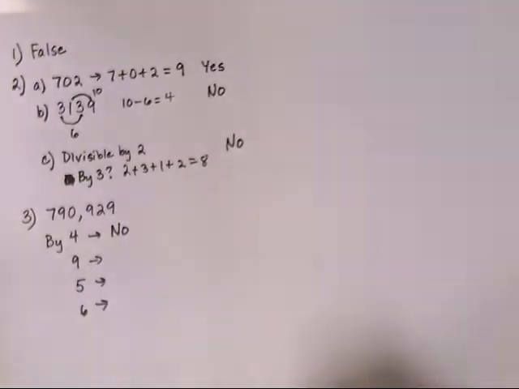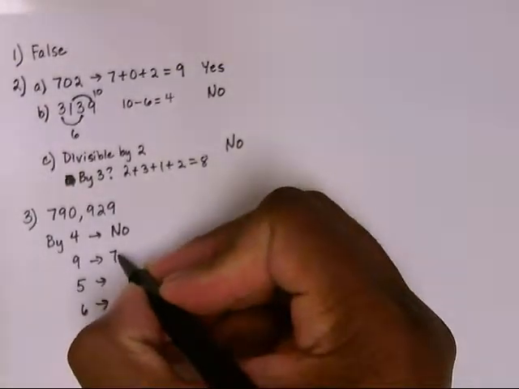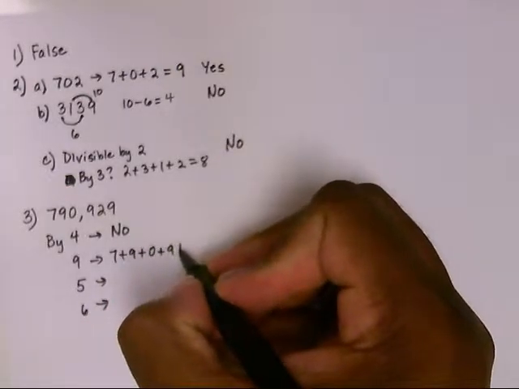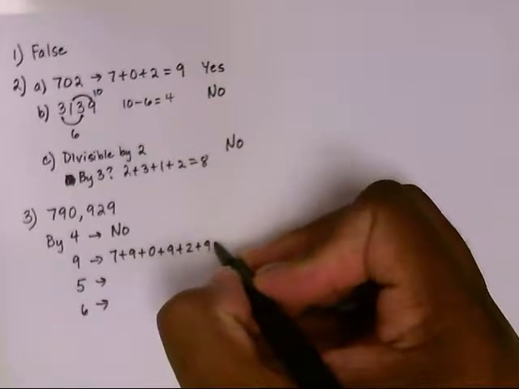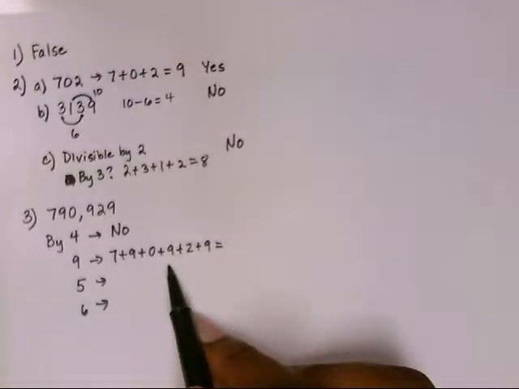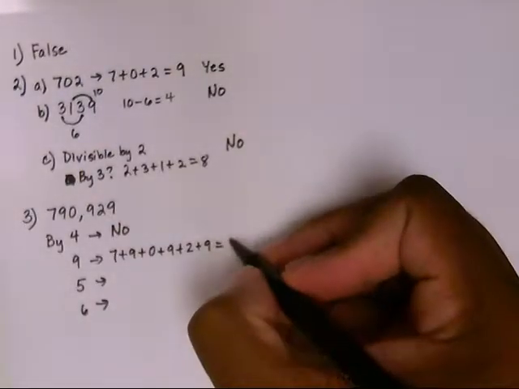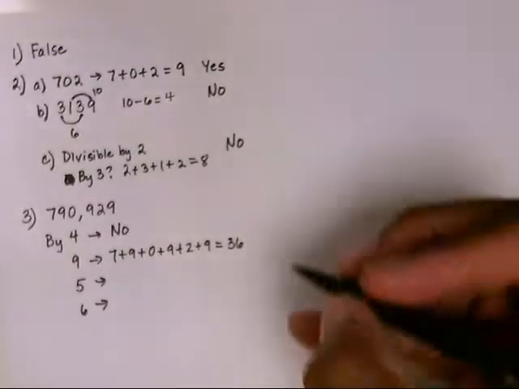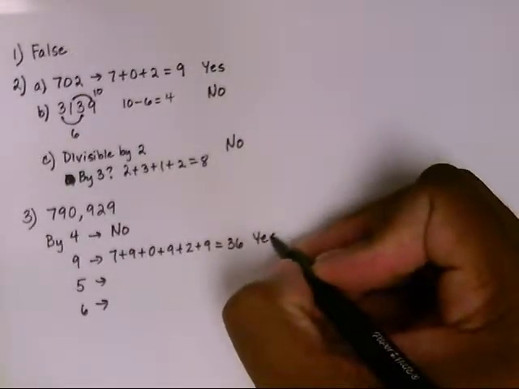What about by 9? Well, for it to be divisible by 9, the sum of its digits must be divisible by 9. So if I add 7 plus 9 plus 0 plus 9 plus 2 plus 9, let's see, this would be 16, 25, 27, 36. Well, 36 is divisible by 9. So the answer there would be yes.